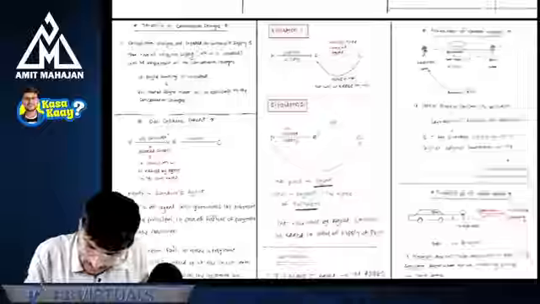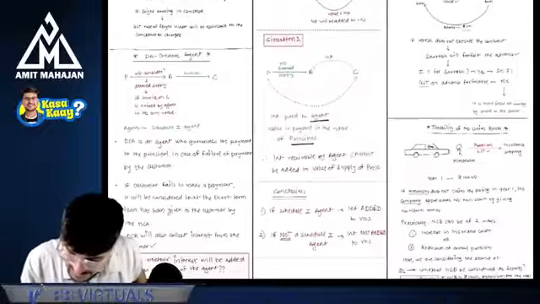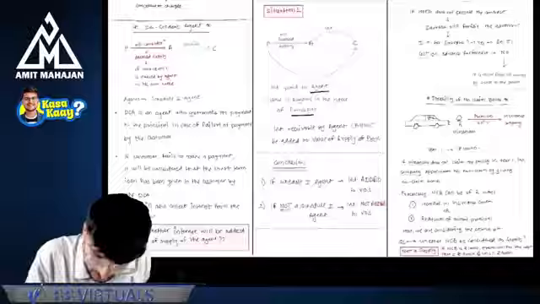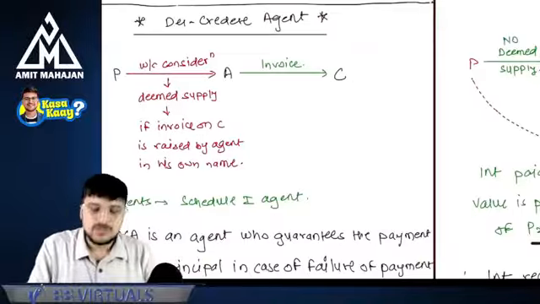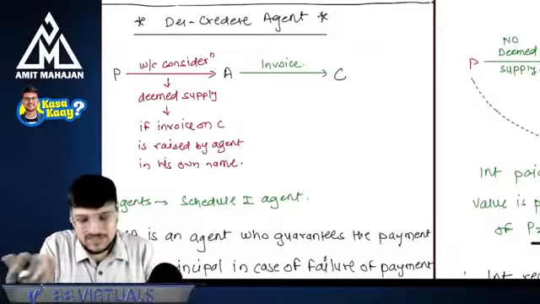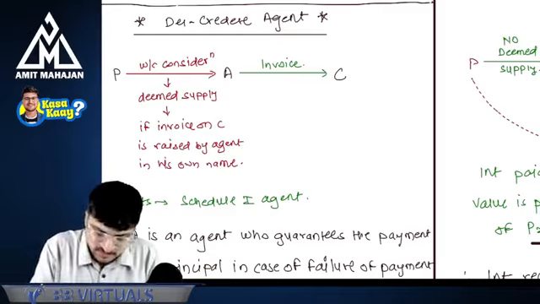Perfect. Okay. There is one concept of del credere agent, and after that, two more concepts. So what is the meaning of del credere agent? Try to understand one thing. What is the meaning of agent? We have seen the principal agent relationship, everything. See here.